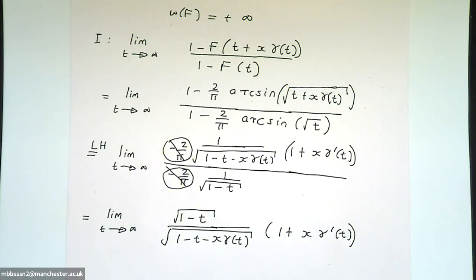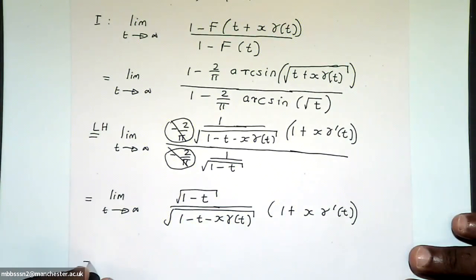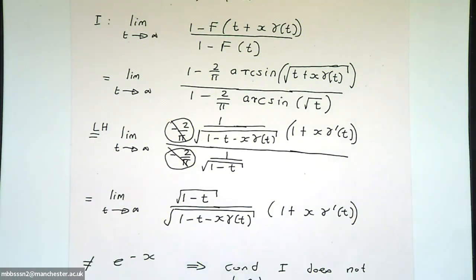Now, for type 2 to hold, the limit of this must be e to the minus x. And it doesn't look like you're going to get this to be equal to e to the minus x. So the conclusion is that condition 1 does not hold. So let's go to condition 2. I'm sure you know what it is.